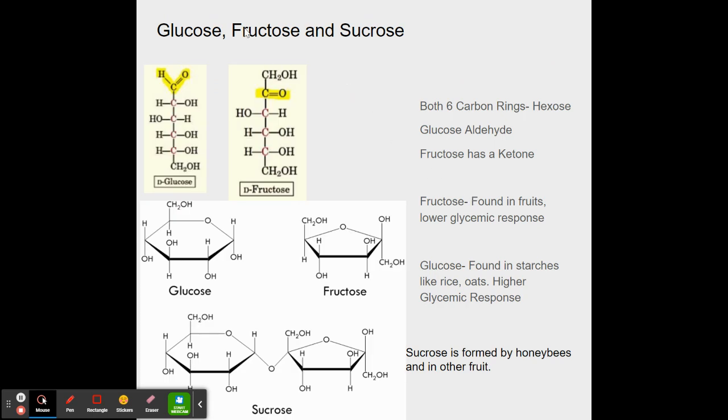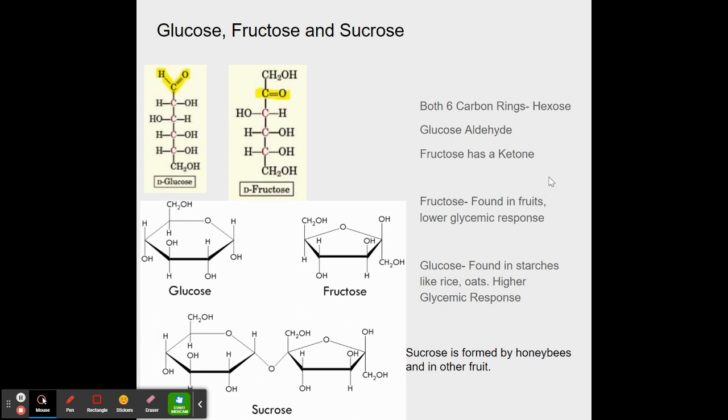So we also have glucose and fructose, which form the disaccharide sucrose. The only reason I have this here is because this is our table sugar. If we look again at the chemical linear structure of glucose and fructose, glucose has an aldehyde group and fructose has a ketone carbonyl. They're both 6-carbon hexoses, one with an aldehyde, one with a ketone.